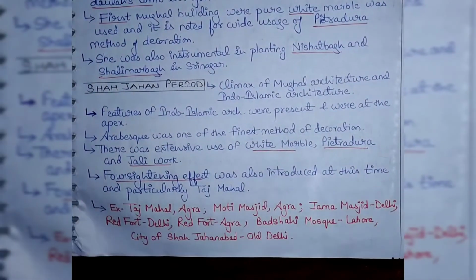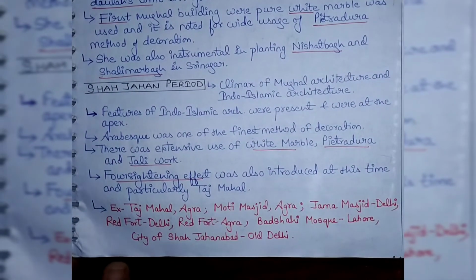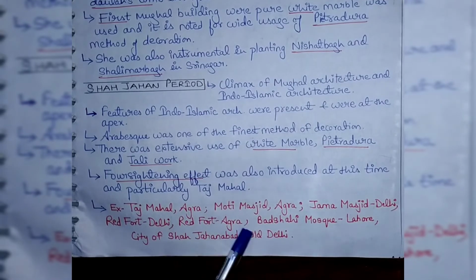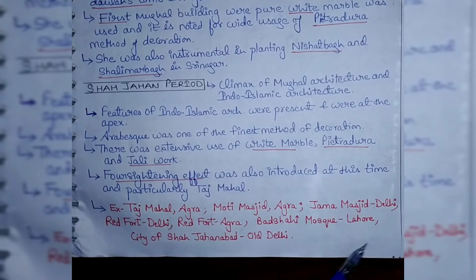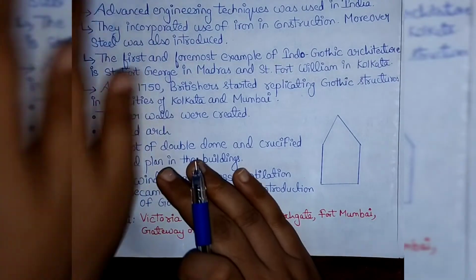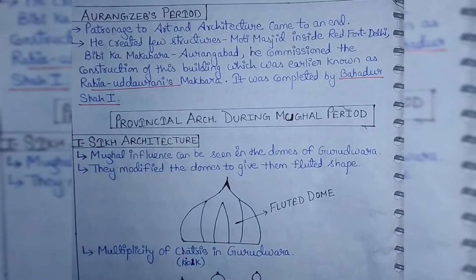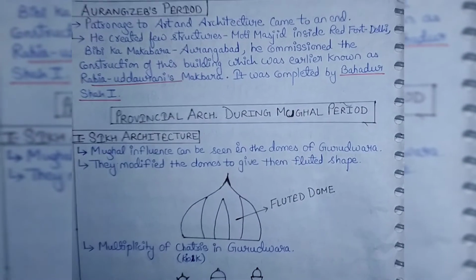Examples of this period are Taj Mahal Agra, Moti Masjid Agra, Jama Masjid Delhi, Red Fort Delhi, Red Fort Agra, Badshahi Mosque Lahore, City of Shahjahanabad, Old Delhi. So this was all about Shah Jahan's period. Next, we are going to talk about Aurangzeb's period.